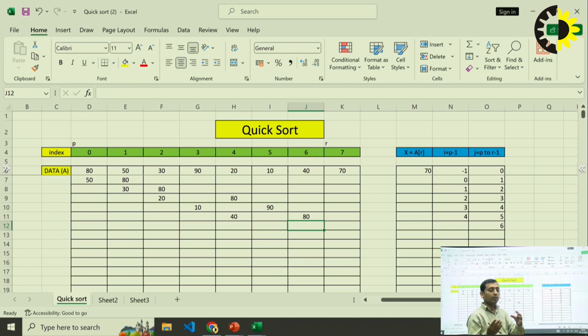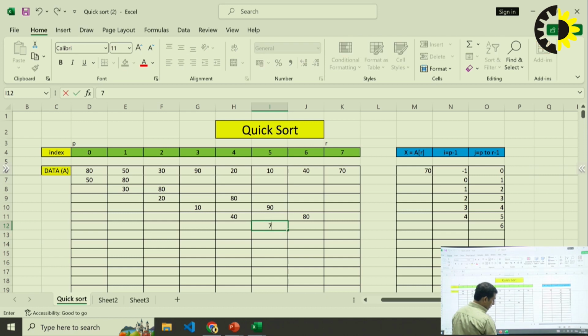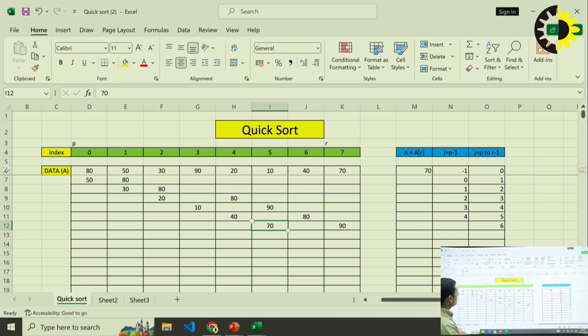Now we are moving the pivot element to its proper position. I is 4, so I plus 1 is 5. At the 5th index location, put the AR index element. That means 70 will come here and 90 will come here. Now at this point 70 is at its proper position, that was the pivot element. Now 70 is here.